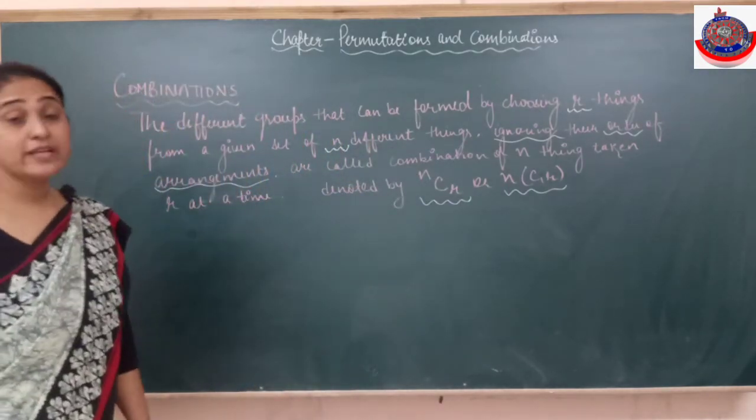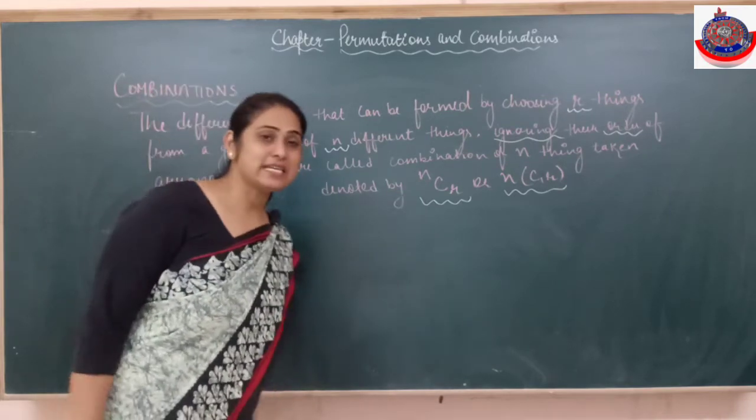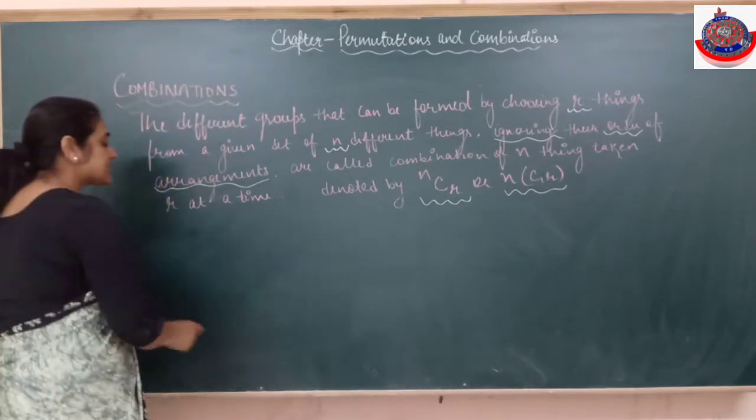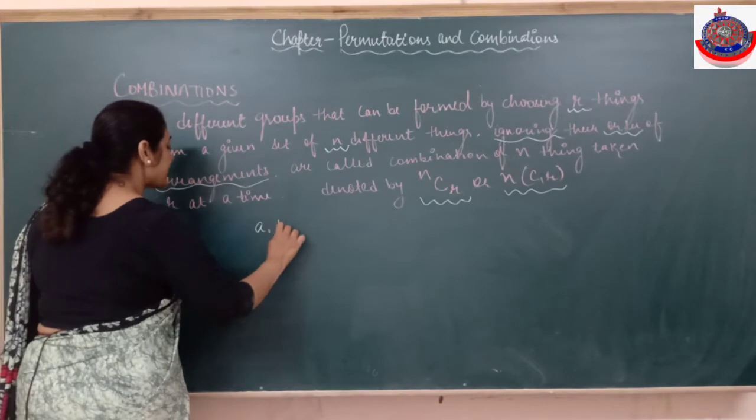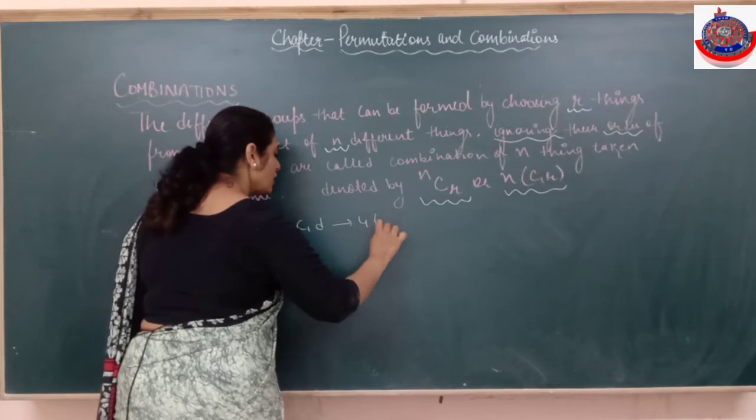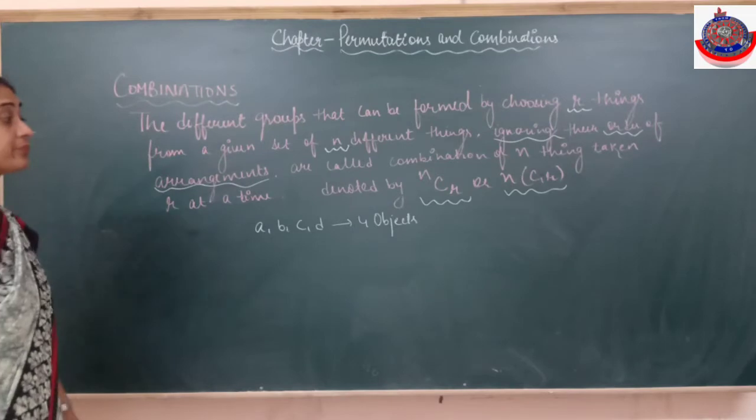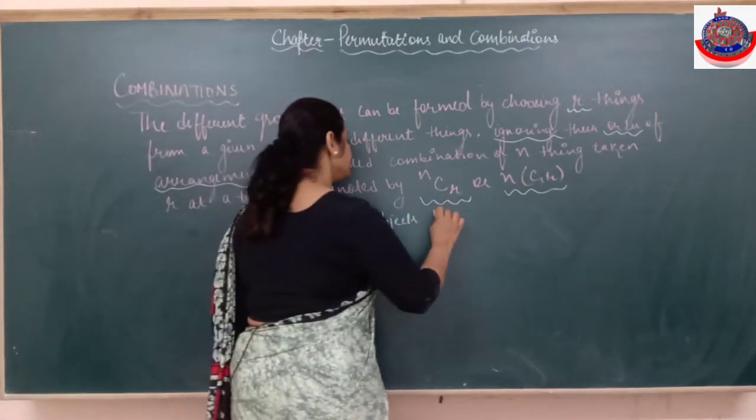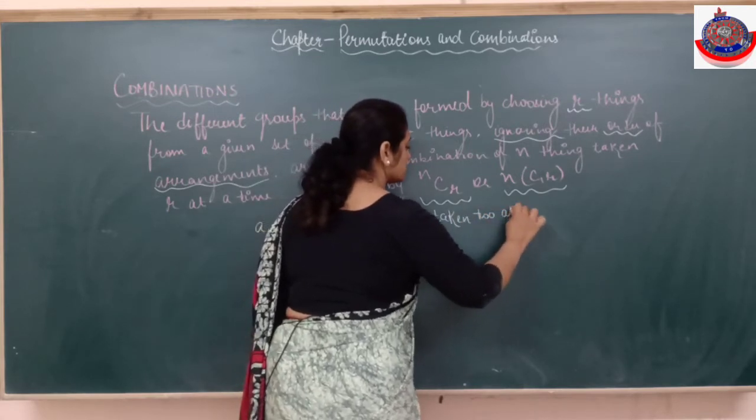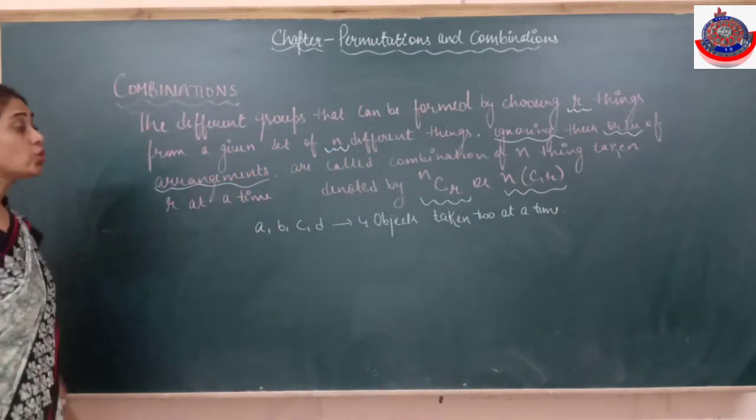Now we know that nPr opens as n factorial upon n minus r factorial. Let's see how to open nCr. We'll pick up one example, then we will derive a relation between permutation and combination also. This example we also picked up earlier. Let's say I have 4 different objects, and I have to make the combination of 2 objects at a time.